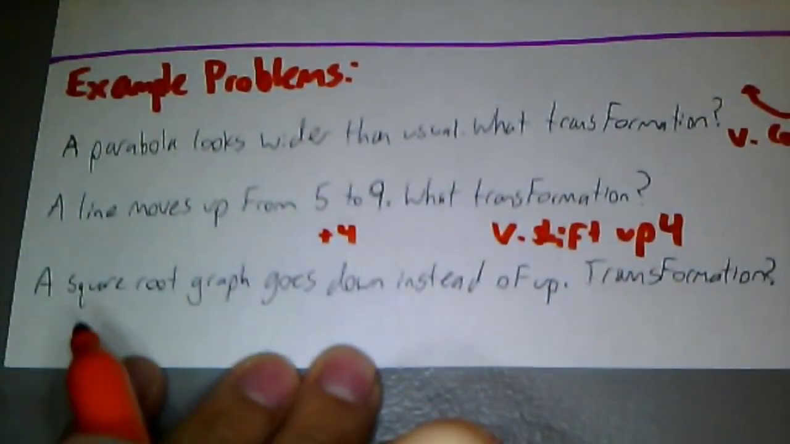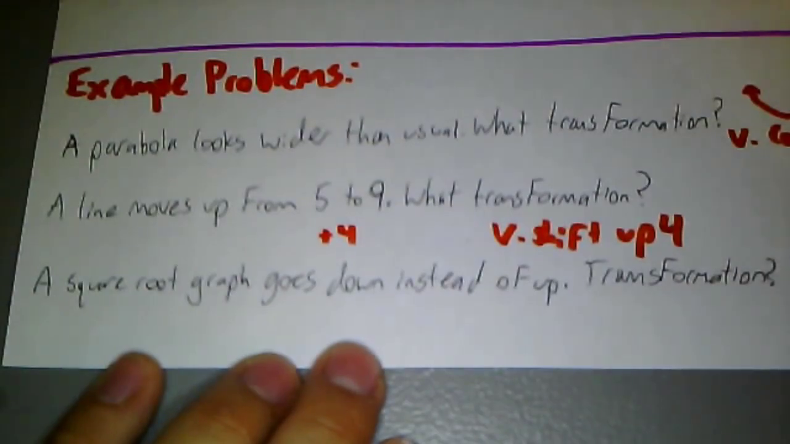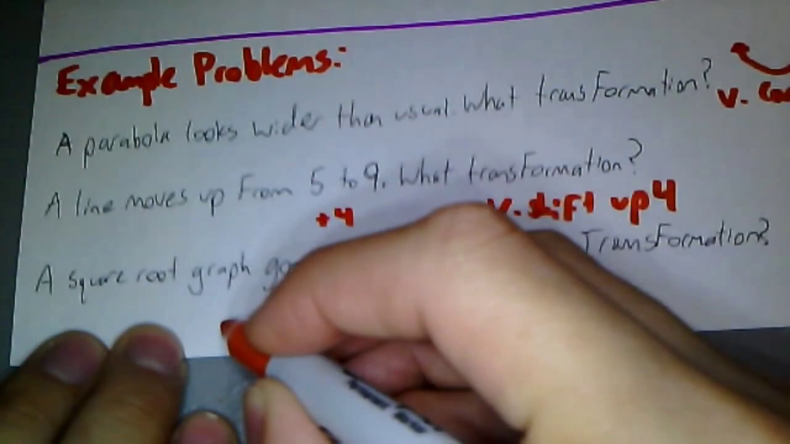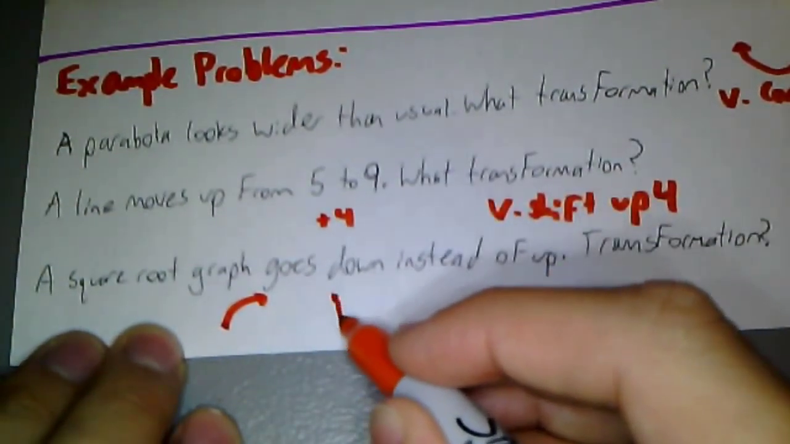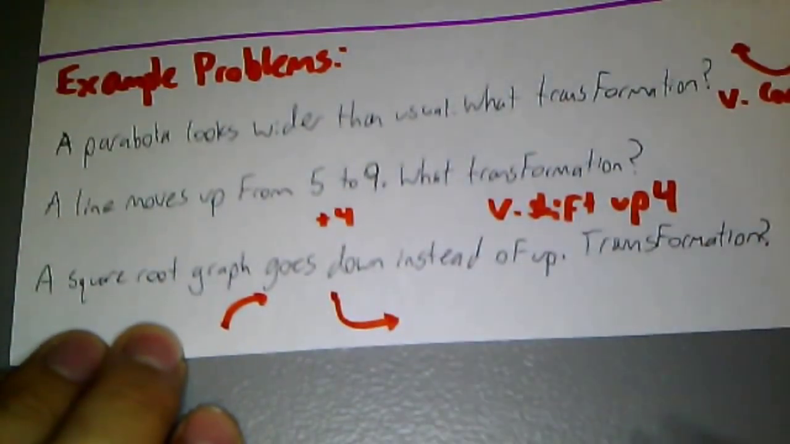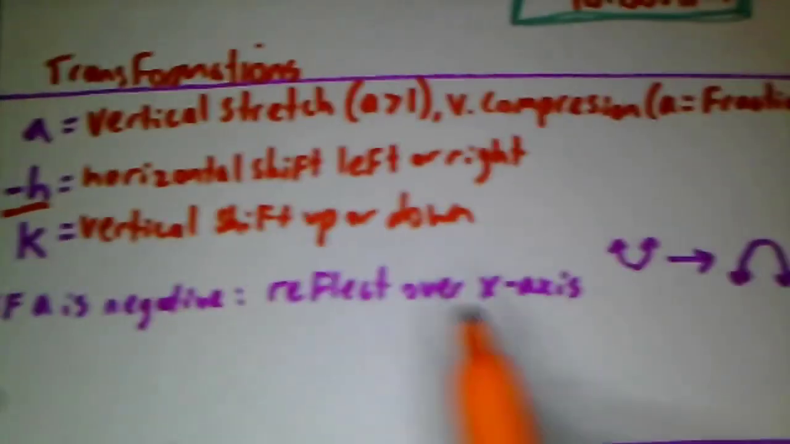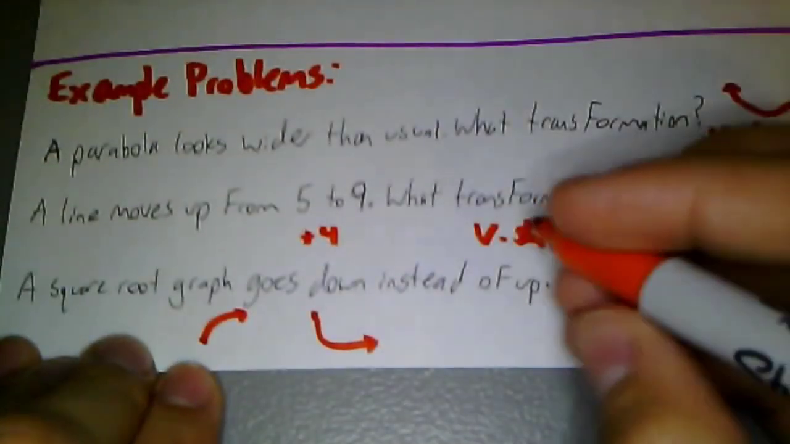Last example I have, a square root graph goes down instead of up. What transformation is happening? Usually a square root graph looks like that. I said, well, no, it's now going down instead of up. What's the transformation there? What flips a graph the opposite direction? That's a reflection. So A was negative. So you have a reflection over the x-axis.